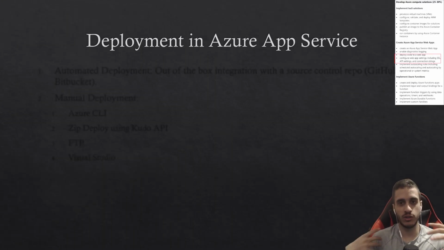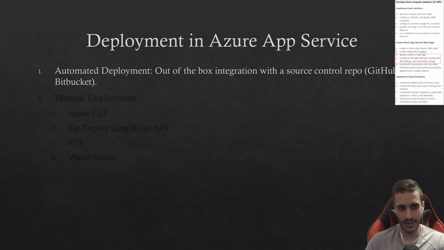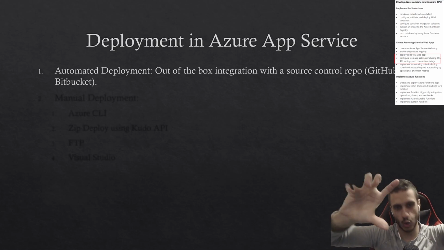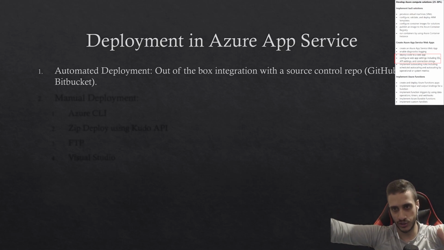Next, I want to talk about deployment in Azure App Service. So how do you deploy your code to Azure App Service? Essentially you have 2 methods. The first and the recommended one is the automated deployment. Here you have out-of-the-box integration with a source control repository like GitHub, Azure DevOps, Bitbucket, etc. So anytime you merge changes into a master branch, the code gets deployed automatically to Azure App Service.